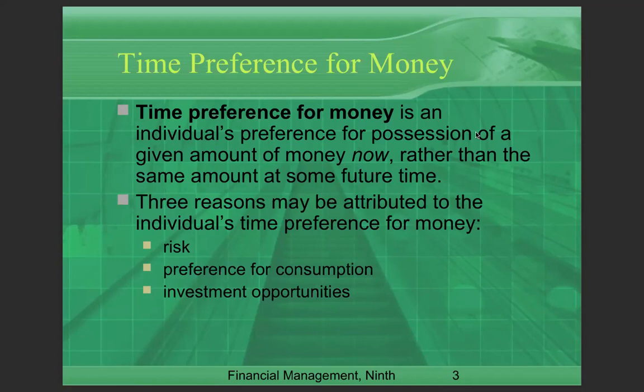Individuals prefer to possess money of a given amount now rather than the same amount in the future. The 100 rupees that you have now is worth much more than the 100 rupees tomorrow, the 100 rupees after 10 days, or the 100 rupees after 1 month. Why? The value of money deteriorates with the passage of time.